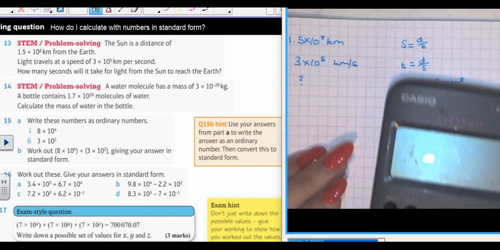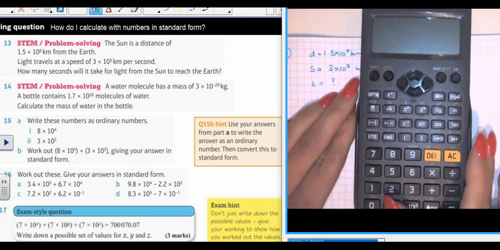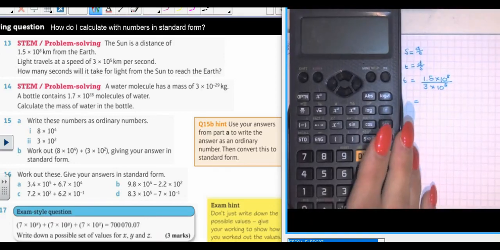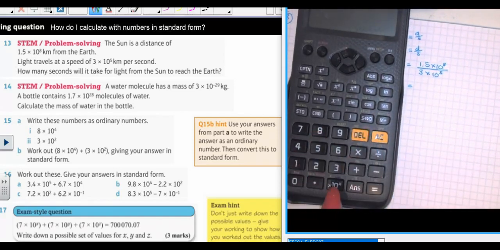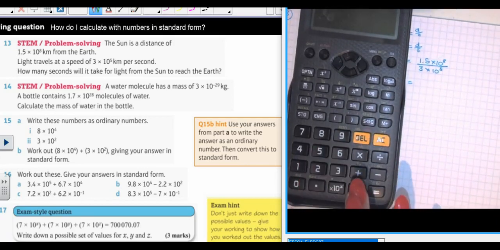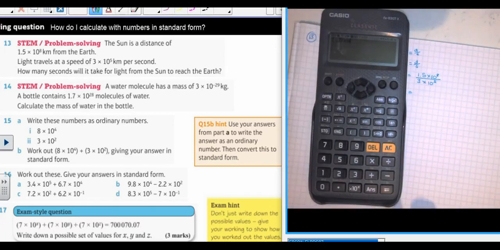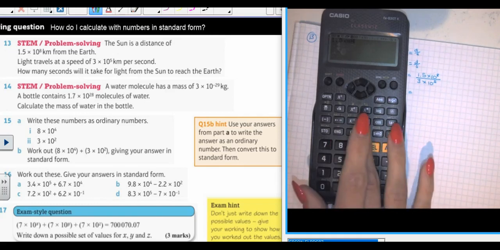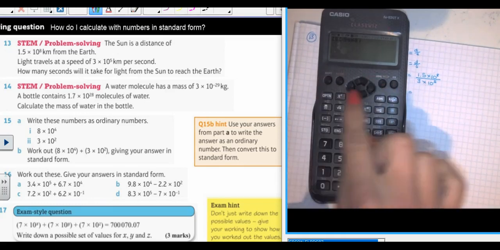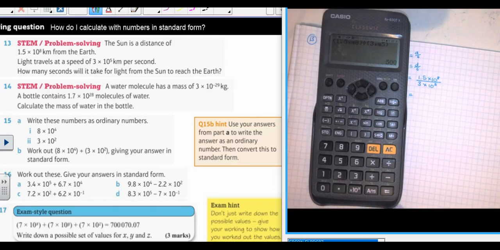And as we said, we can use our calculator. So 1.5, here's my standard form button. It would help if I turned it on. 1.5 multiplied by 10 to the power of 8. Really important actually that you put your standard form in brackets. And then I'm going to divide that by 3 times 10 to the power of 5. That gives me 500.